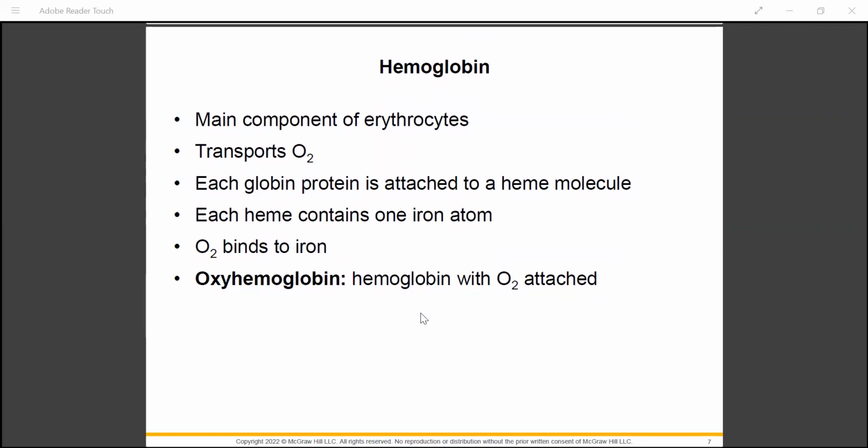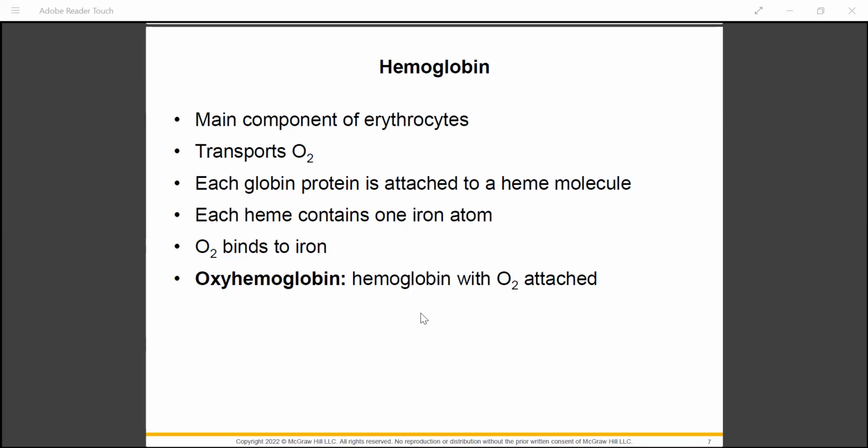And we rely on a molecule known as hemoglobin to be able to transport oxygen. So this is the main component of our erythrocyte. It's how we transport oxygen. So hemoglobin is named for its two components. We have a globin protein and a heme molecule. So heme plus a globin equals our hemoglobin. And within our heme molecule, there's an iron that oxygen is able to bind to.